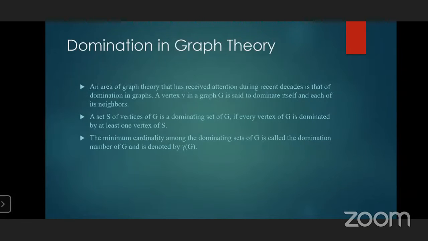In domination, an area of graph theory, a vertex v in a graph G is said to dominate itself and each of its neighbors. The minimum cardinality among the dominating sets of G is called the domination number of G and is denoted by gamma(G).